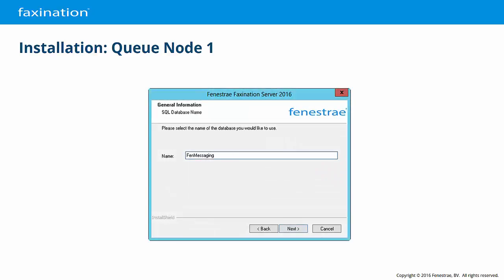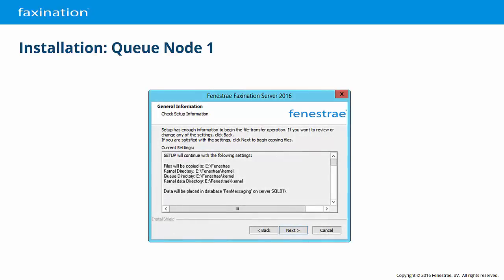The default SQL database name for Faxination is Messaging. It's arbitrary. It can be any name that you want. It should be unique and not a database created and used by an earlier version of Faxination. When in doubt, you can just append the current date to the end of the database name. That's what we often do in our test environments.